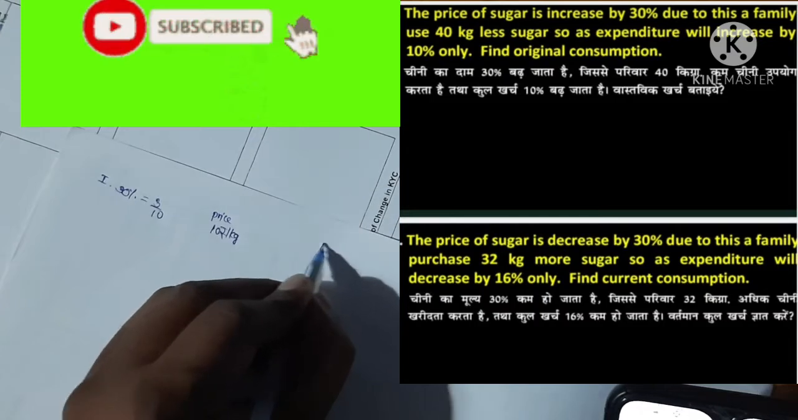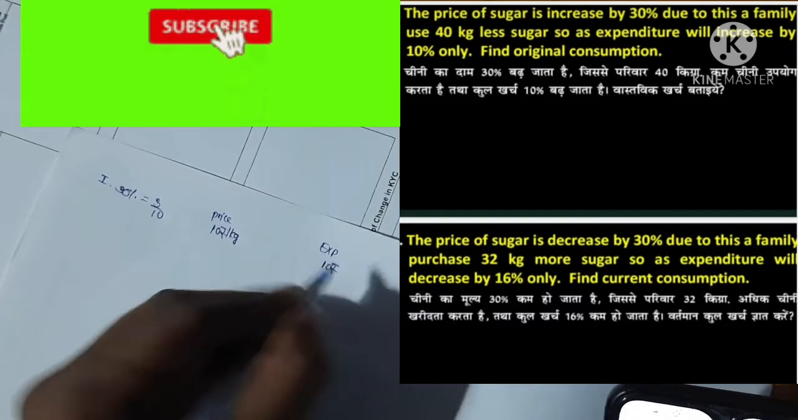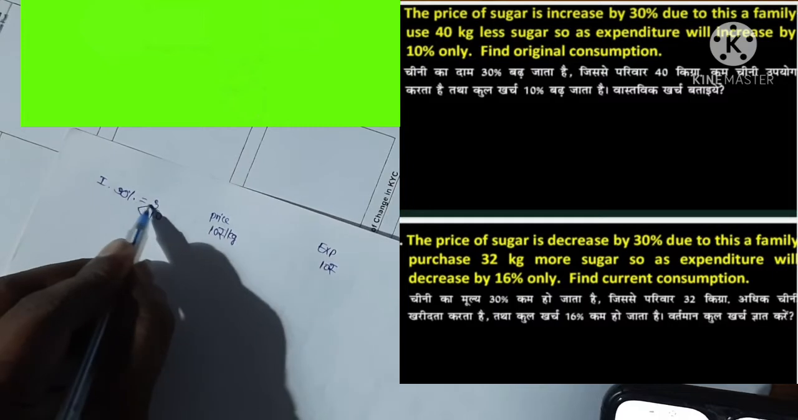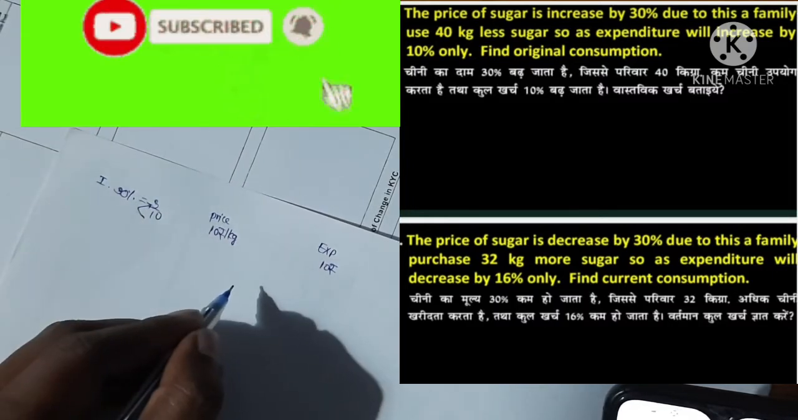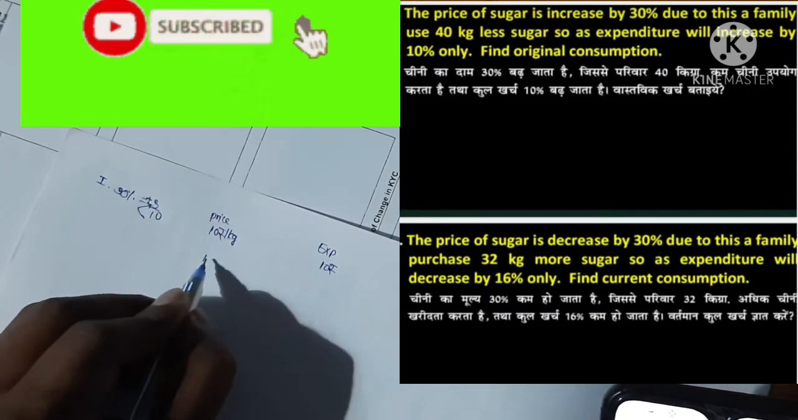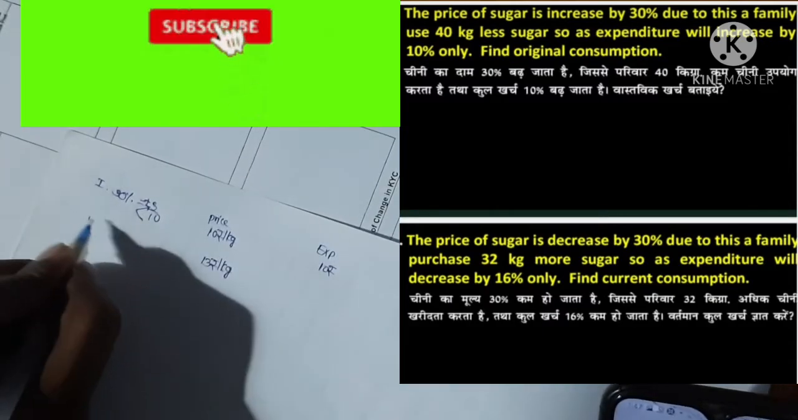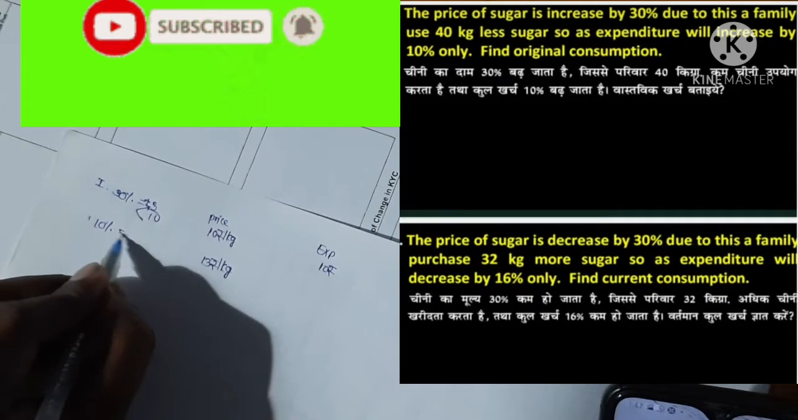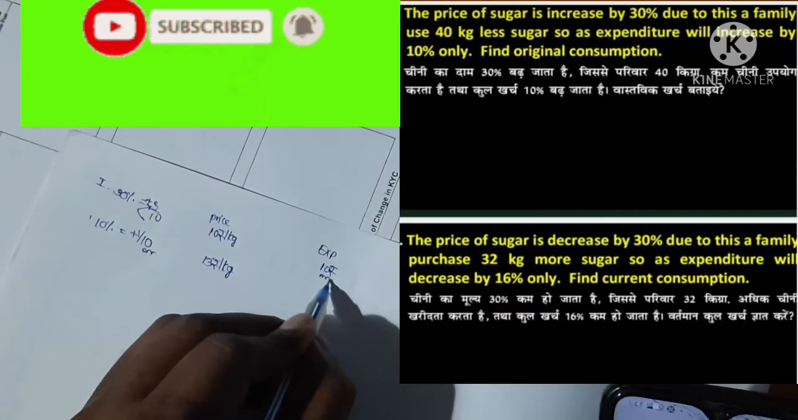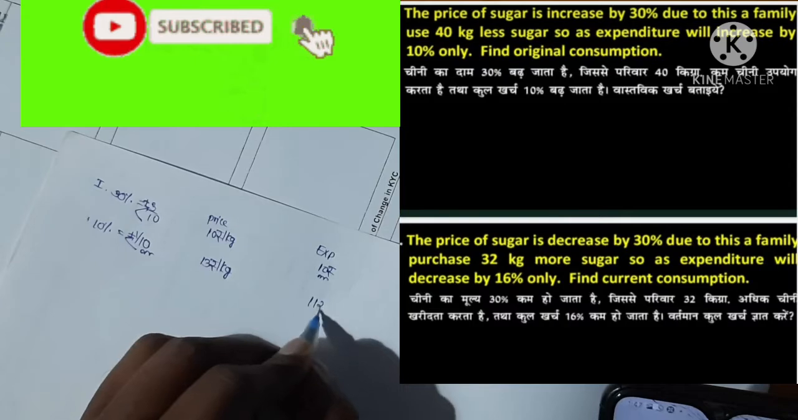Okay, so the expenditure is 10 rupees. Next, it is increased by 30%, that means increased by 3. 10 plus 3, the value is 13 rupees per kilogram. Now the expenditure is increased by 10%. 10% is plus 1/10. So the expenditure is 10 rupees, increased by 10%, that is 11 rupees.